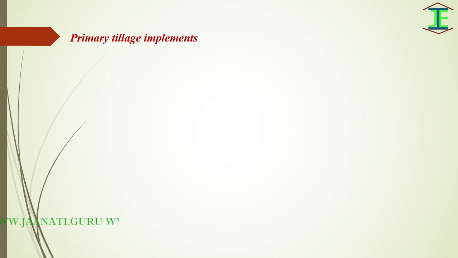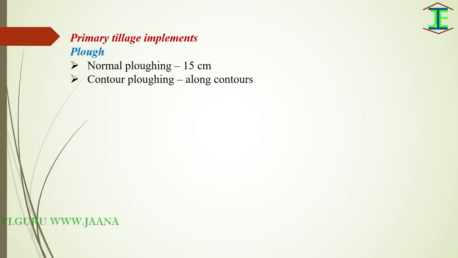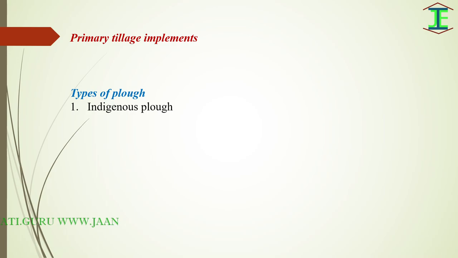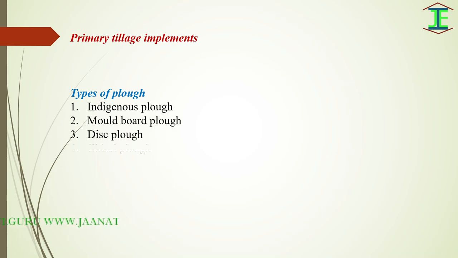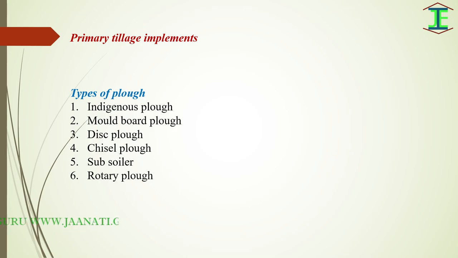Primary tillage implements. Plough is the primary tillage implement. There are different types of ploughs. The normal ploughing depth is about 15 centimeters. Normal ploughing means generally ploughing along the slope. Contour ploughing, so along contours if we do ploughing, then it is called contour ploughing. Types of ploughs: indigenous plough, moldboard plough, disc plough, chisel plough, subsoiler, rotary plough.